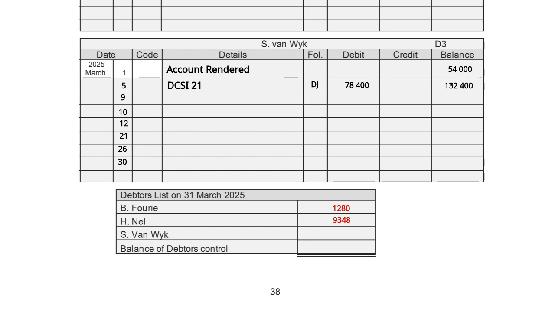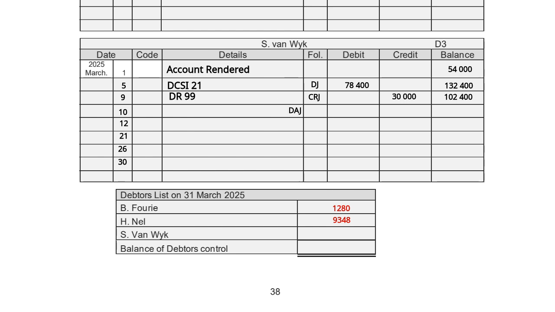Then on the 9th, receipt issued to S van Wyk for 30,000 as partial payment. So if S van Wyk is paying partially, you know the account is going to decrease. It's going to be in the credit column. We're receiving money, so it's CRJ. It's a duplicate receipt, number 99. Now the balance is down again, 102,400.